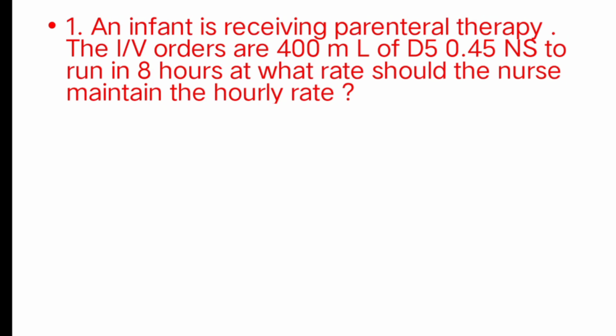Here is the first question. An infant is receiving parenteral therapy. The IV order is 400 ml of D5 0.45 NS to run in 8 hours. At what rate should the nurse maintain the hourly rate? Here they have given how much fluid has to be administered and over how many hours, but they have not given any drop factor. However, the question says an infant, which means we have to use the microset drop factor, that is 60. So for pediatrics we mostly use 60 and for adults 15.